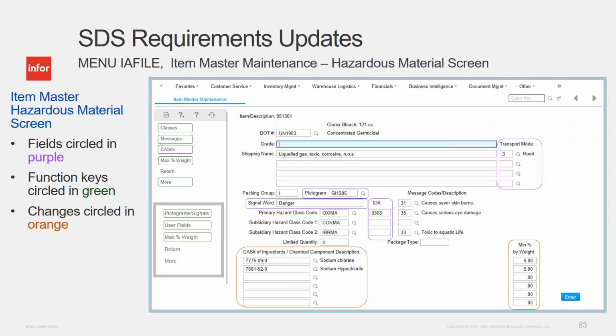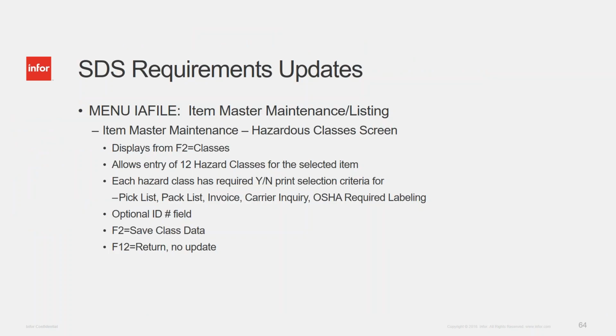And in green are the new function keys, and the little slide up that you had are the ones that display when you press the more key. We have F2 classes, F4 messages, F5 case numbers, F6 pictograms, and F11 user fields. But wait, there's more. I'm going to take you through each of the new screens that we added.